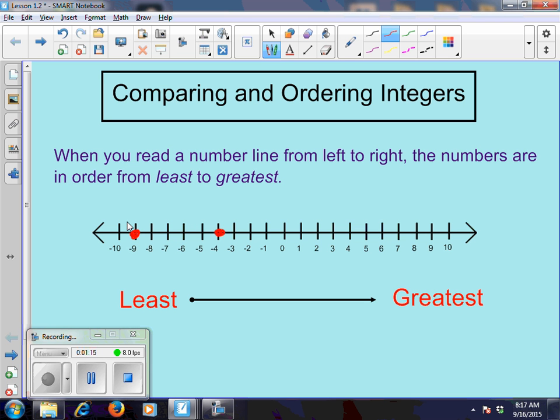You can also think about it like money. I would rather be in -4 debt dollars than -9 in debt.